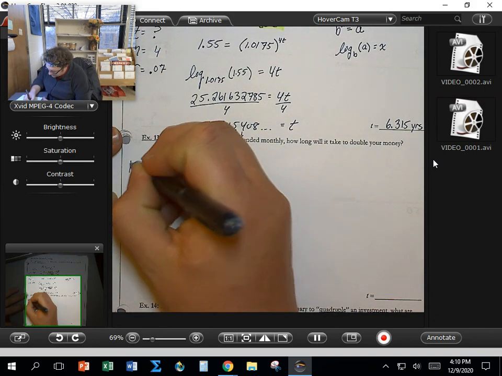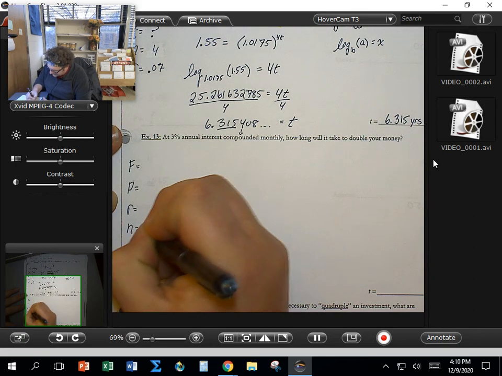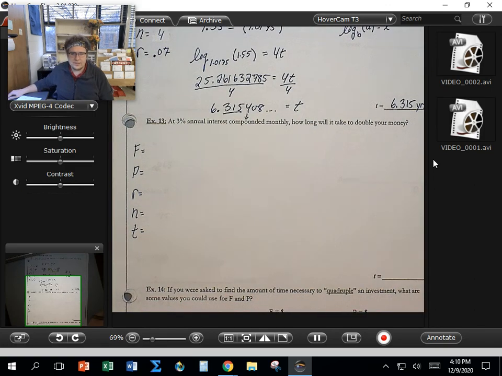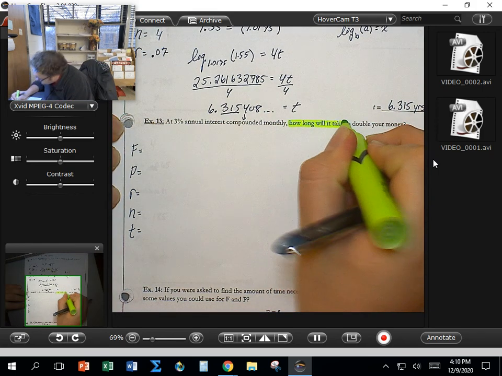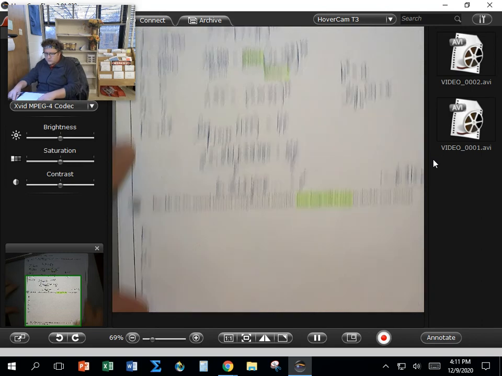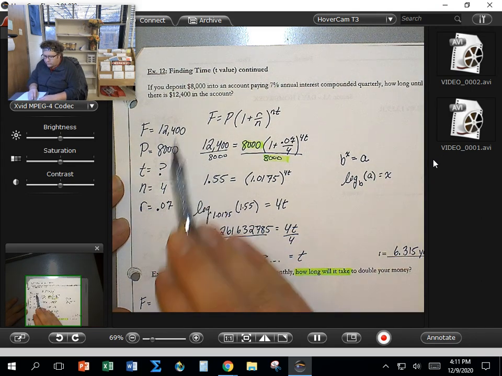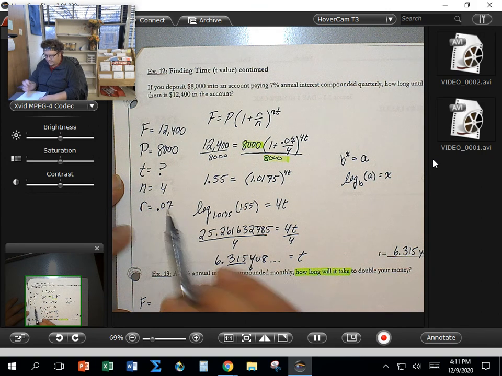And I'm going to start by letting F, P, R, N, and T. We're going to set those up and have those ready to go on the left-hand side. And like usual, we're going to notice that the words in here say, how long will it take? Right? So in these T problems, you're always asked, how long is it going to take? And in example 11 and 12, we were given the final value and we were given the starting value. And we got quarterly, we got the rate.